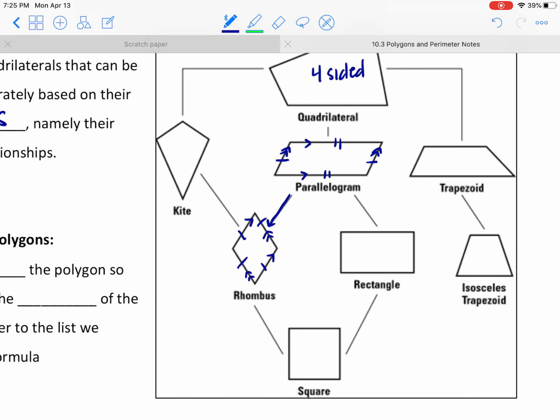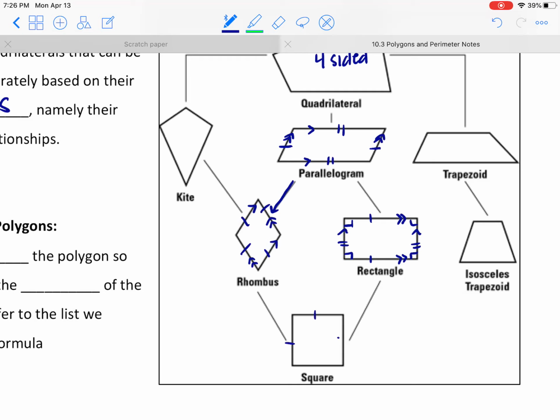Okay, the rectangle. The rectangle is like the parallelogram, right? We have opposite sides that are parallel here. We have opposite sides that are parallel here. Opposite sides congruent. But to distinguish between the parallelogram and the rectangle, the rectangle is going to have 90-degree angles. Now if we put together the 90-degree angles and the fact that the opposite sides are congruent and parallel, then we have the square. So in the square, all sides are equal, all angles are 90 degrees, and we know opposite sides are parallel.